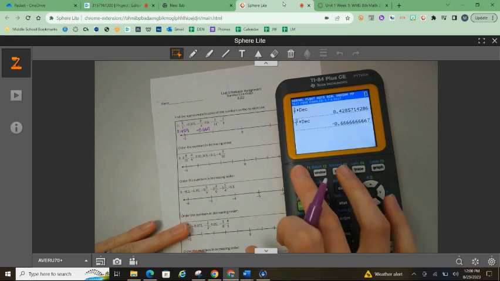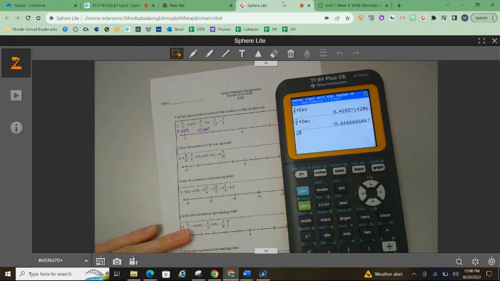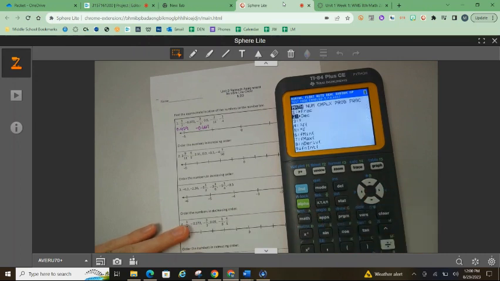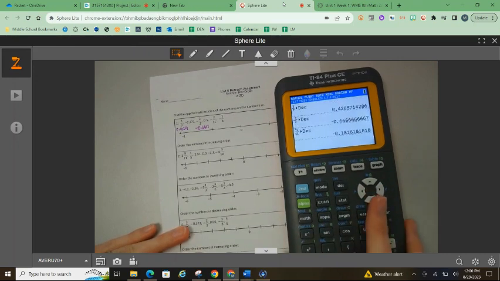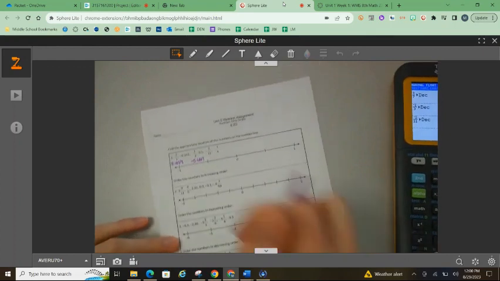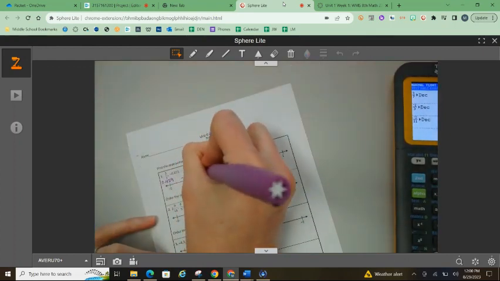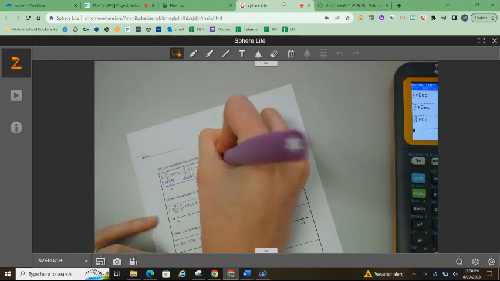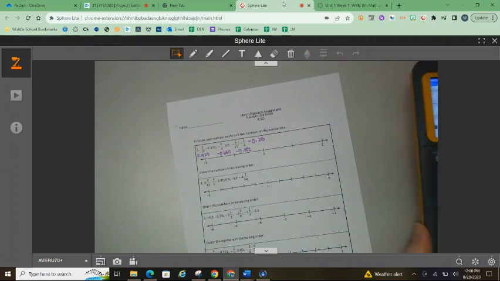So alpha y equals, get our fraction, negative 2/11, right arrow to get out. Math, go down to decimal. And that's negative 0.18 repeating, so negative 0.182. And then negative 1/4 is just negative 0.25. You should know what 1/4 is as a decimal.